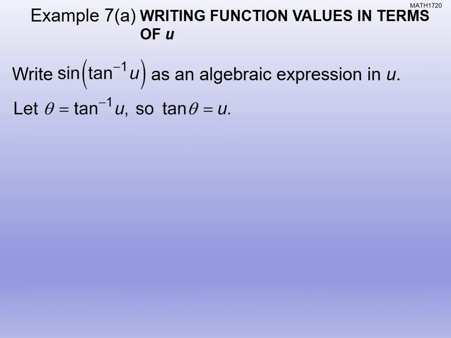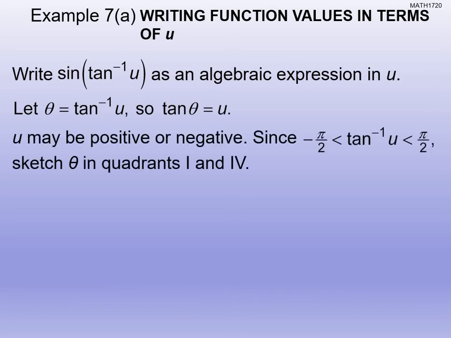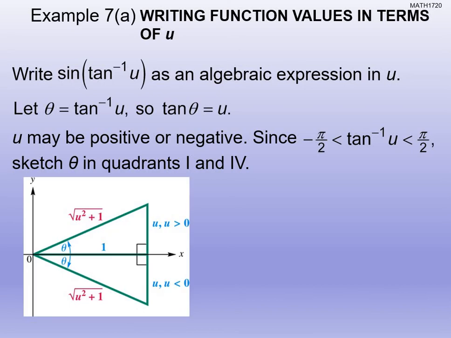We have to make sure that we understand u can be positive or negative here, and we need to know that the restrictions on theta, based on it being arctangent, have to be in quadrants 1 and 4. So where does that square root of u squared plus 1 come from? Since we're given u, tangent of theta equals u, and theta is opposite over adjacent, so it's u over 1. And then we do the Pythagorean, so u squared plus 1 squared, all square rooted, gives us the hypotenuse. So that's where that's developed from. So we have these two possible solutions here. One's in the first quadrant, one is in the fourth quadrant.